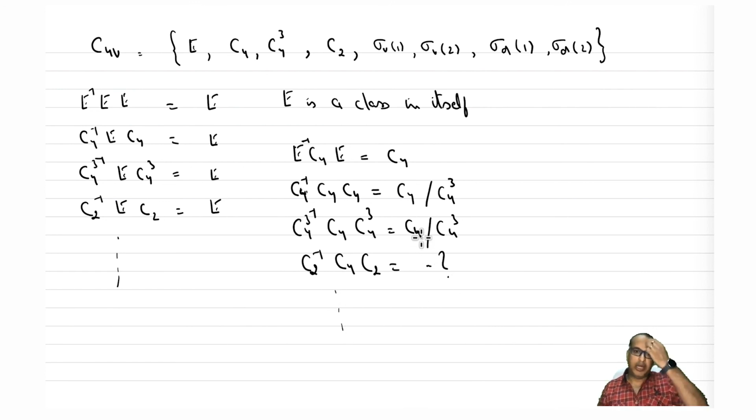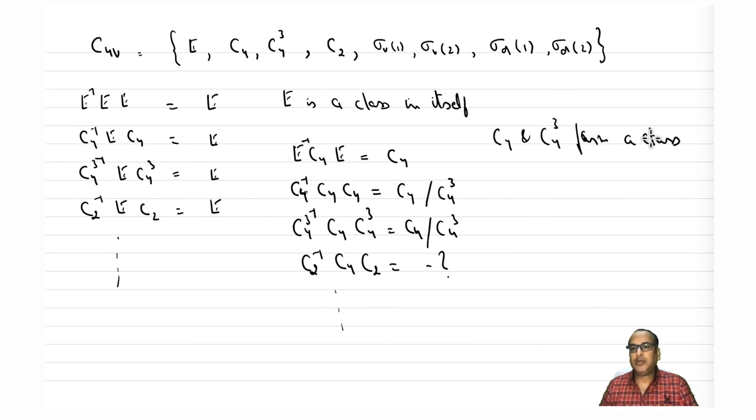So now when I do these operations on C4, I get either C4 or C4 cube. Okay. Similarly, when I do these similarity transformations onto C4 cube, I get either C4 or C4 cube. So that means this tells me that C4 and C4 cube form a class. C2 will be a class.